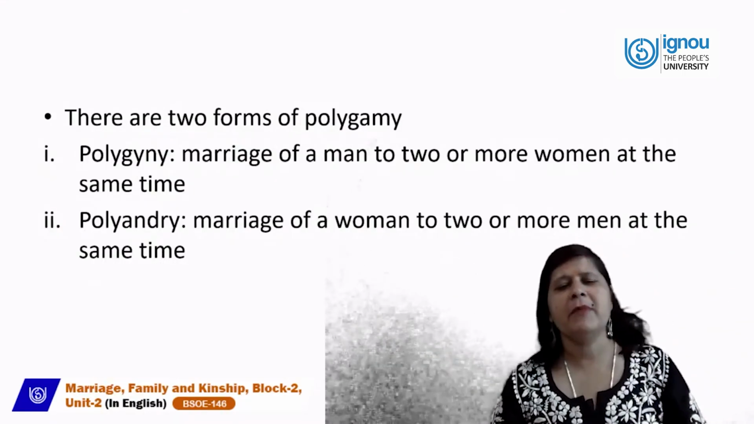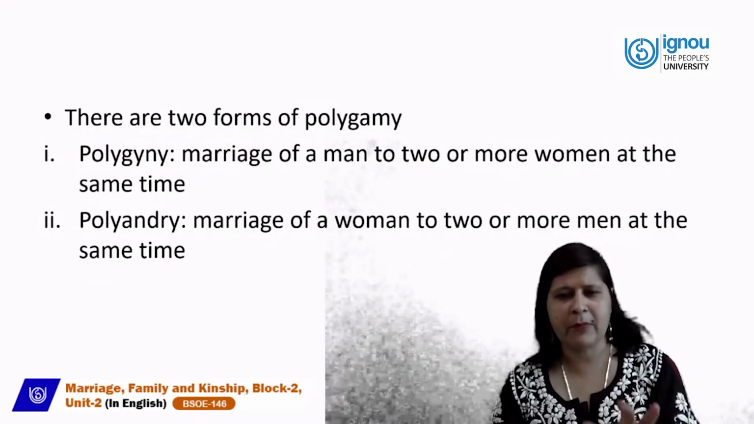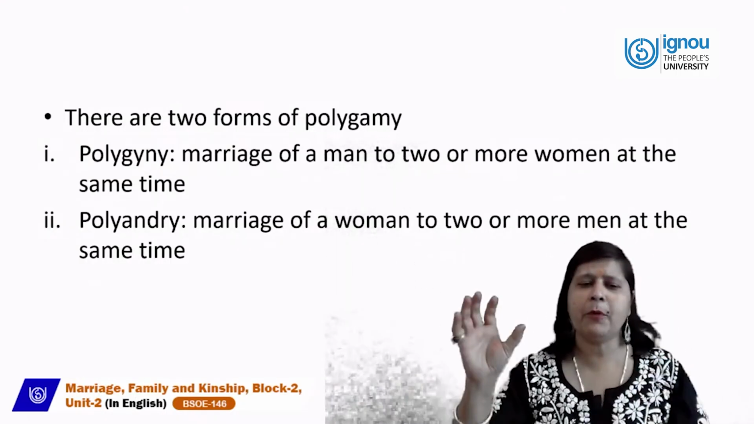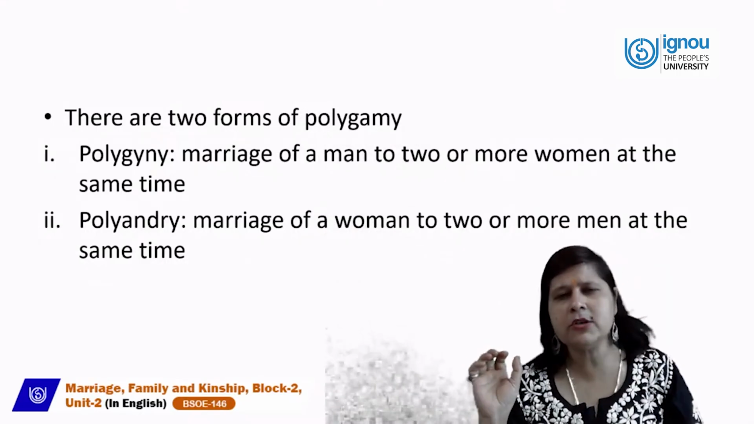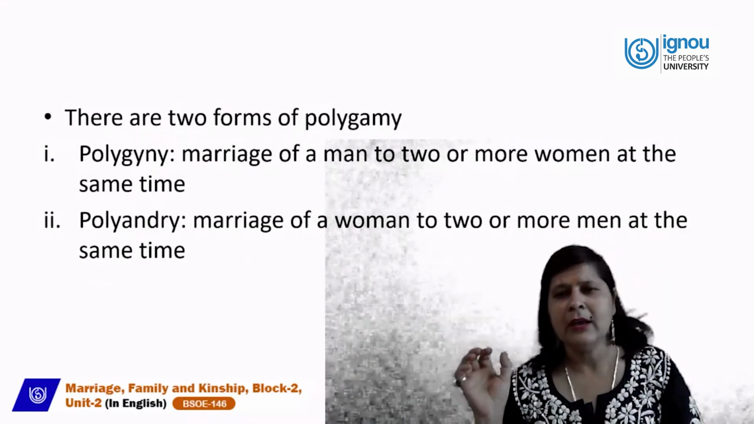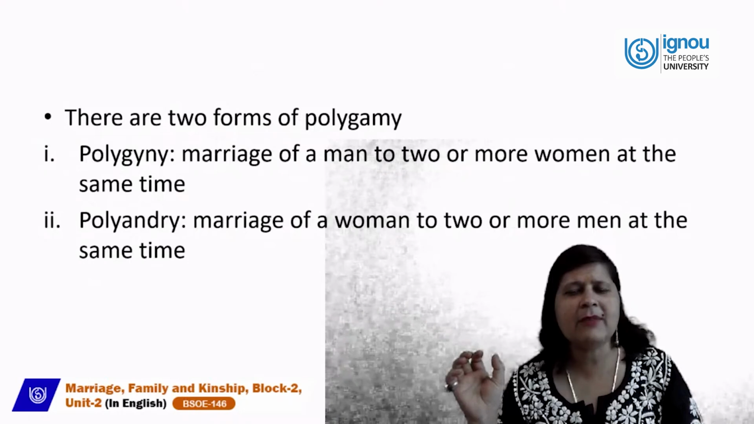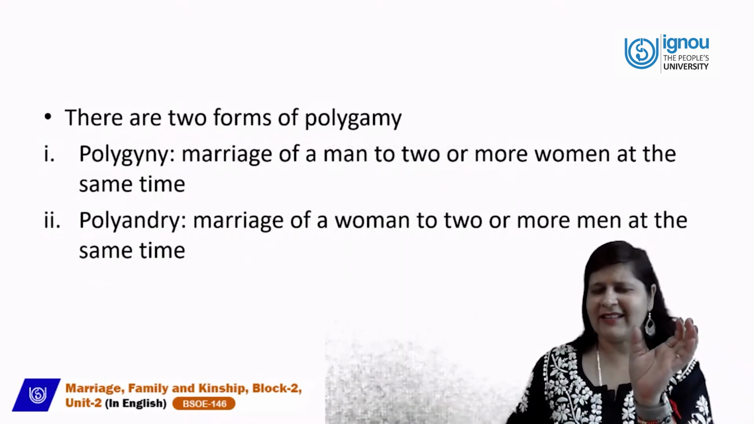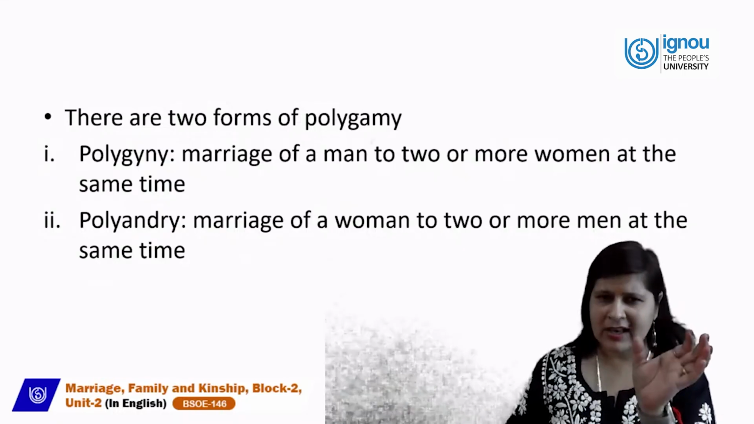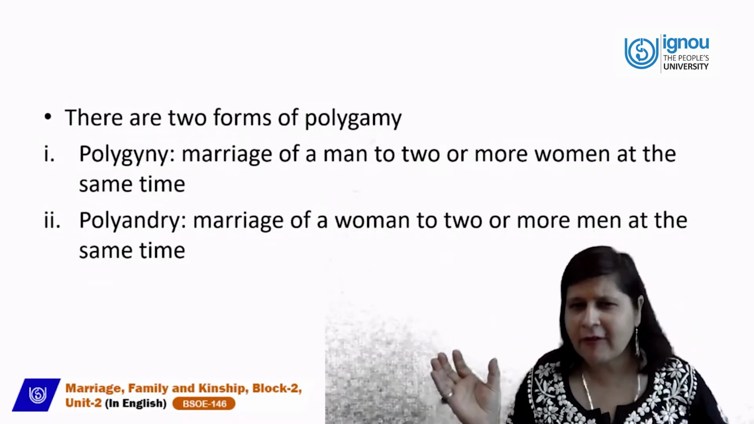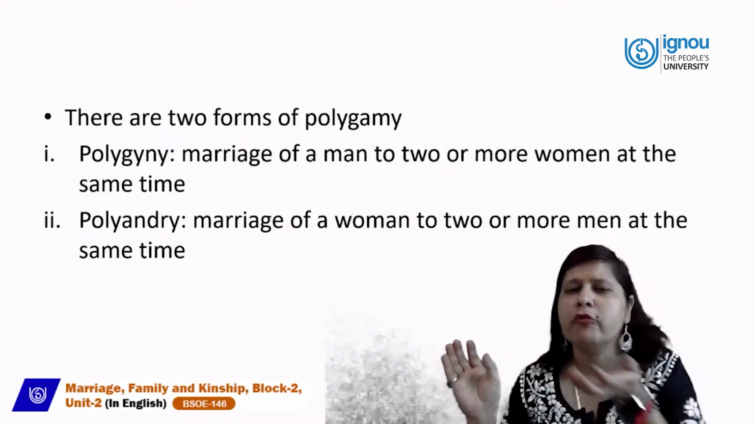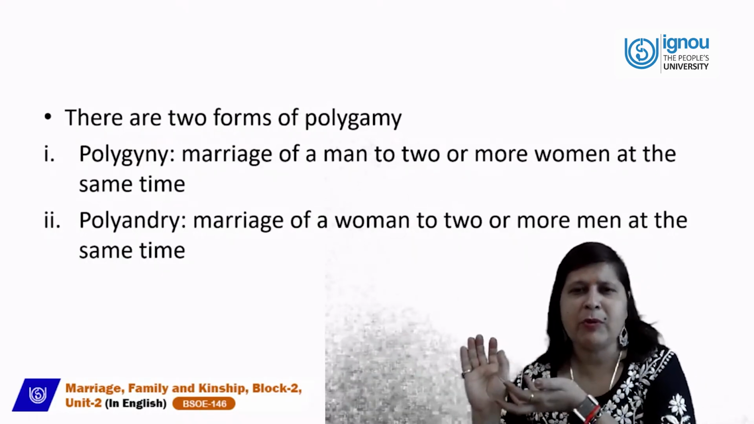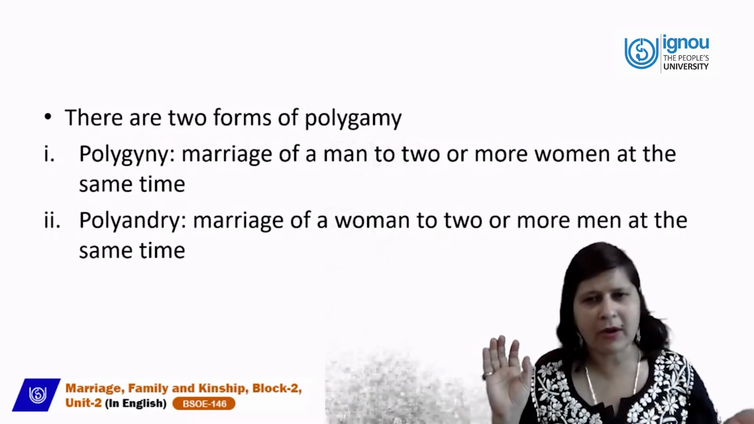Polygyny is what? The marriage of a man to two or more women at the same time. And polyandry is the marriage of a woman to two or more men at the same time. When one man marries more than one woman at the same time, that is polygyny. And when a woman marries more than one man at the same time, that is polyandry.